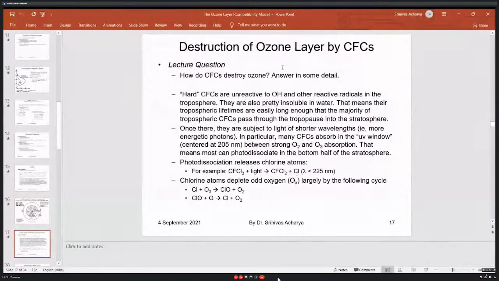And this is the destruction of the ozone layer by CFCs. CFCs produce chlorine free radical and chloride free radical. These can cause destruction of the ozone layer by formation of molecular oxygen and chloride, and it will split into the free radical by absorbing light of less than 225 nanometers in the stratosphere. By photodissociation, it will produce the free radical. That free radical will drive the ozone depletion process in the stratospheric ozone layer.